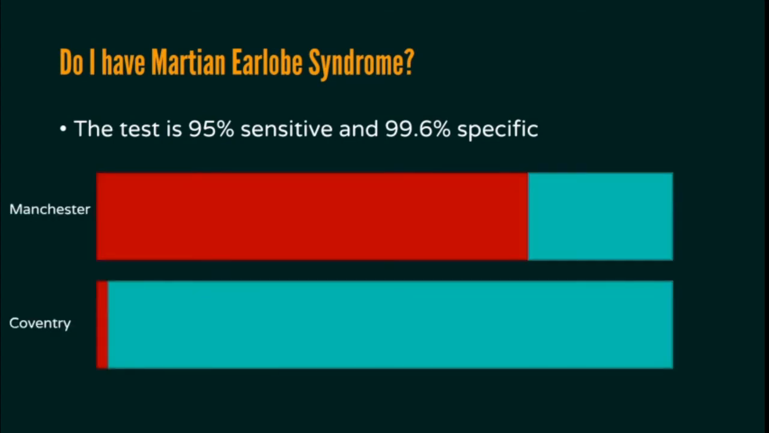So here we have two populations. Manchester has had a major outbreak of Martian earlobe syndrome, and 75% of the population is affected. So far, Coventry hasn't been affected as badly, but it is starting, and 2% of the population are infected. Now, Manchester starts a testing program to identify and treat patients. Using our test, I can take those colour bars, so the 75% that are ill and the 25% that aren't, and for each of those I can say if we tested everyone, this is what the results would look like.